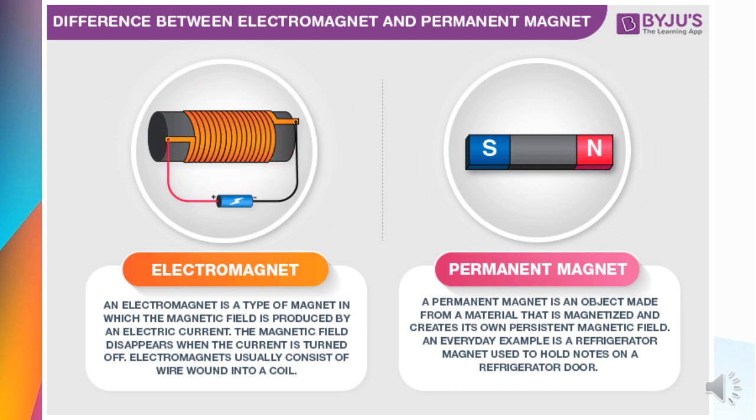What about a permanent magnet? A permanent magnet lasts for a long time, not like the electromagnet. We have a magnetic field around it, and it doesn't depend on electricity at all. It can create its own field.